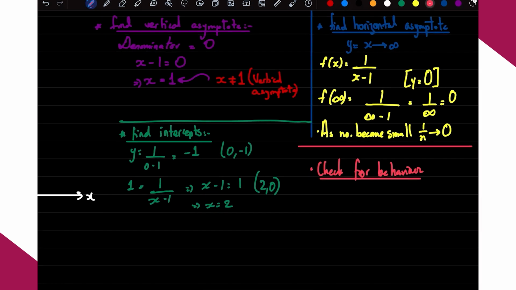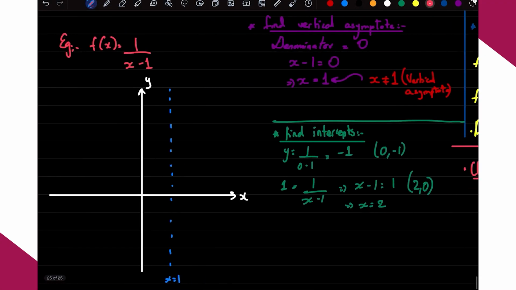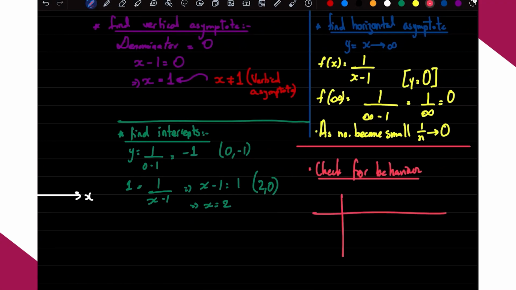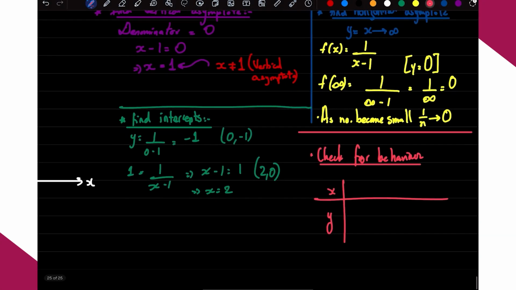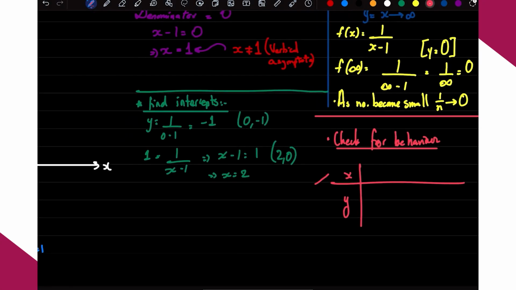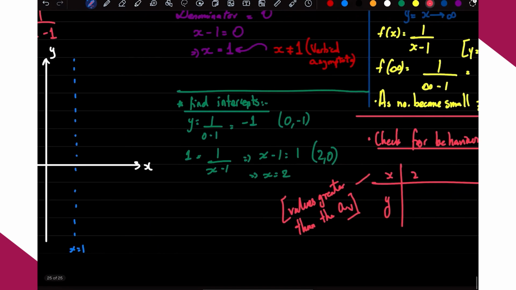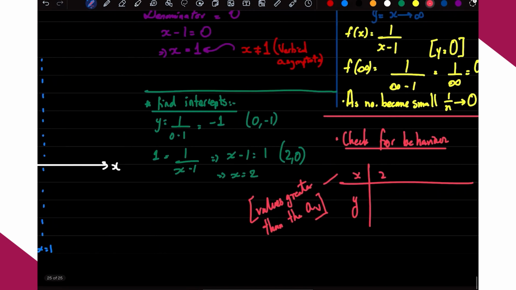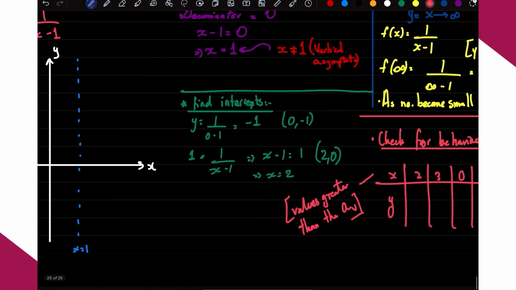If we want to check the behavior of the graph, we first take a value greater than the horizontal asymptote. So we take x, y, and we take values greater than the horizontal asymptote. Okay, sorry, it was the vertical asymptote, not the horizontal asymptote. I misspoke. So we take two values, 2 and 3, and two more values, 0 and negative 1. Two values on each side to test what's going to happen to the graph at that point.